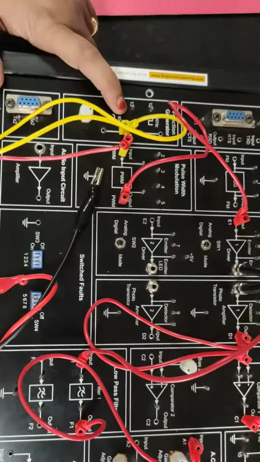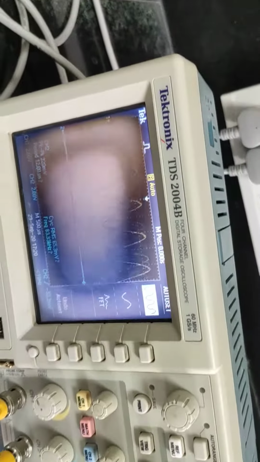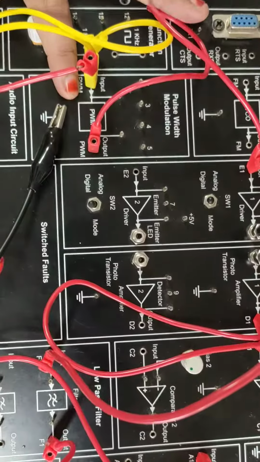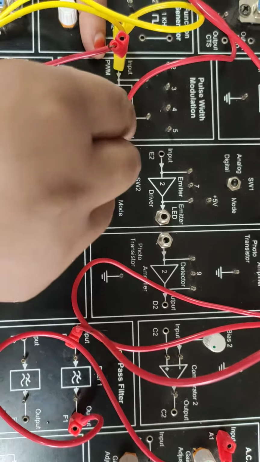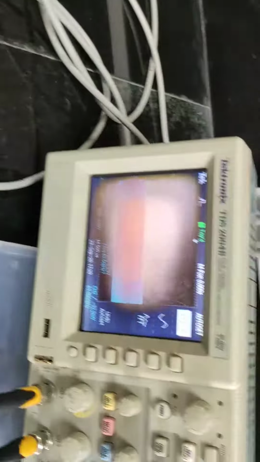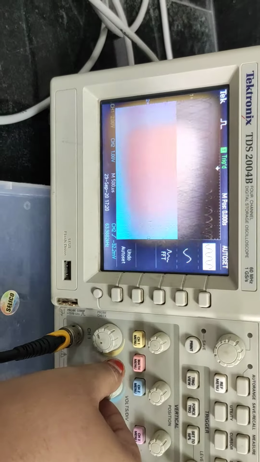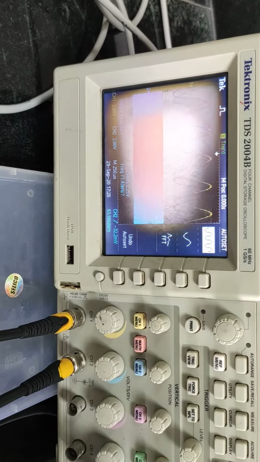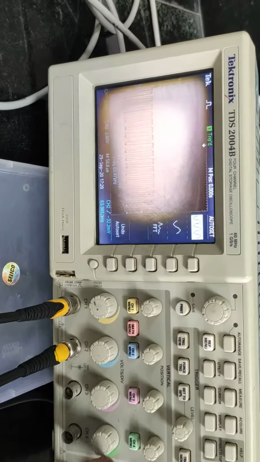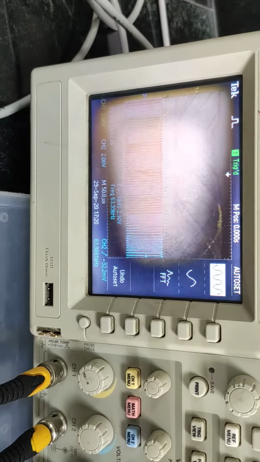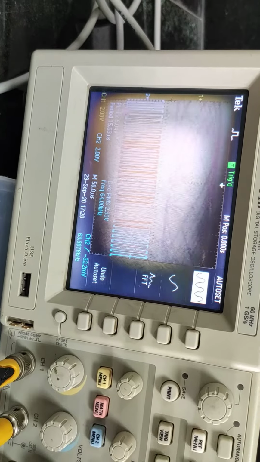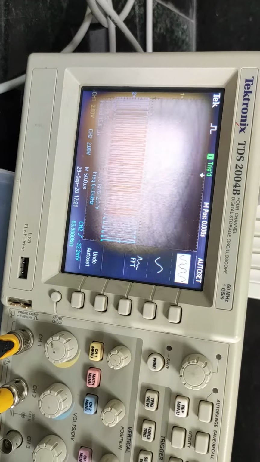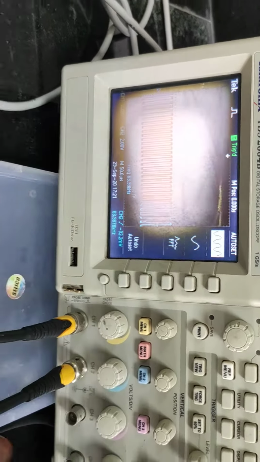So this is our input signal that you will see in the DSO. This input signal gets converted into a train of pulses according to the amplitude of the input signal. Let's see the output of this pulse width modulation. This is the train of pulses that we will get as the PWM modulation block output. We get this train of pulses based on the amplitude of the sinusoidal signal.